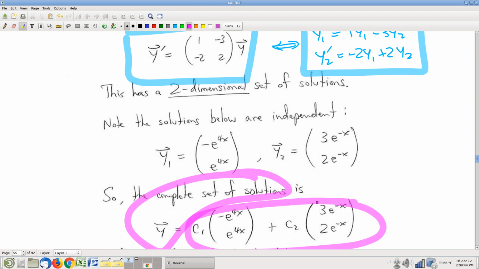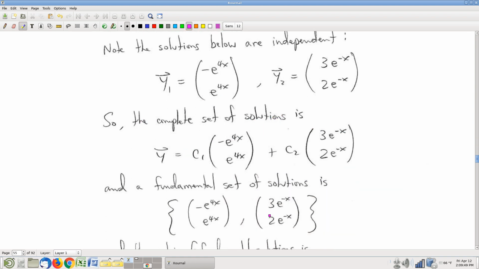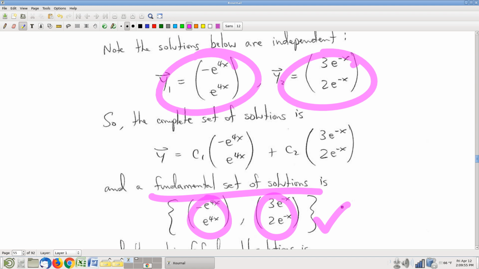Or if you prefer, said differently, you could just say these two solutions that I found are a fundamental set of solutions. The implication of which then is that all the other solutions are in the span of that independent pair. And we're done.